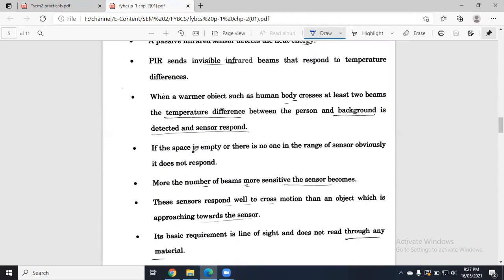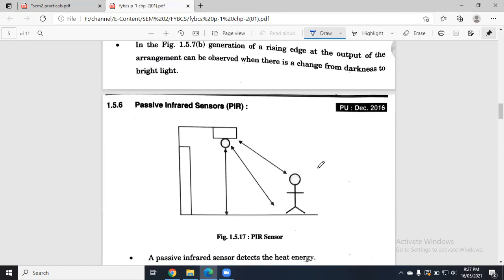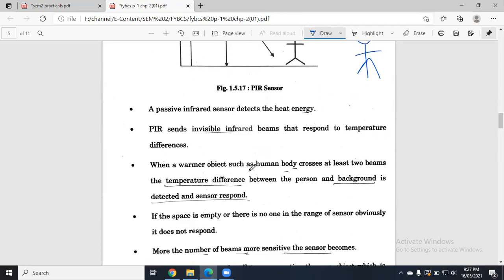Okay, if the space is empty or there is no one in the range of the sensor, obviously it will not respond, correct? So whatever is the range, suppose in this diagram, this is the range of the sensor. Okay, so one person is standing over here. What is going to happen? The sensor is not going to sense that person, correct? Why? Because this person is not in the range of the sensor, right?